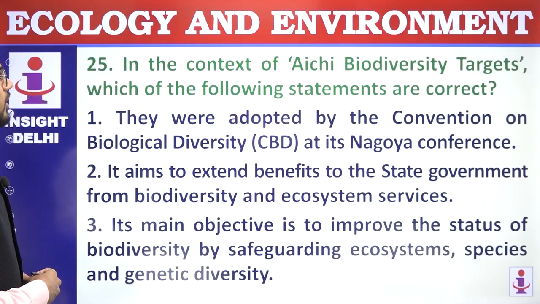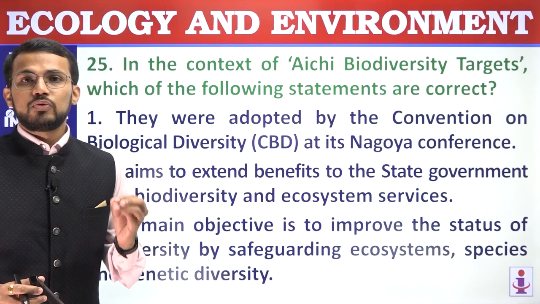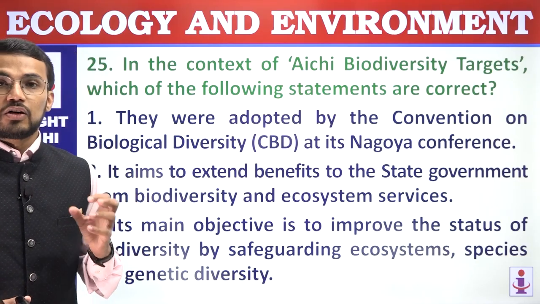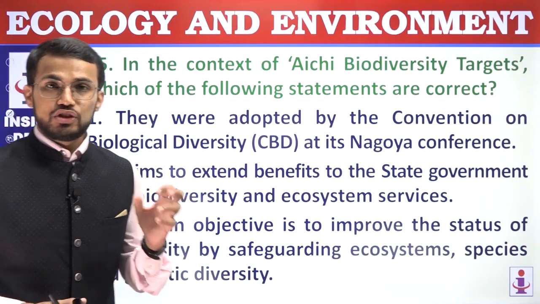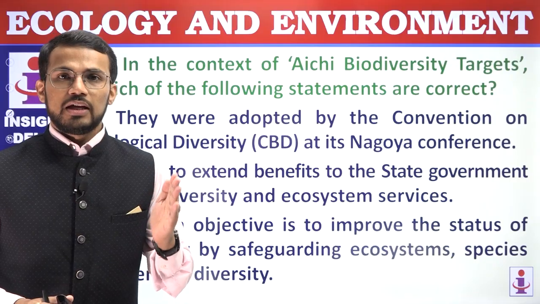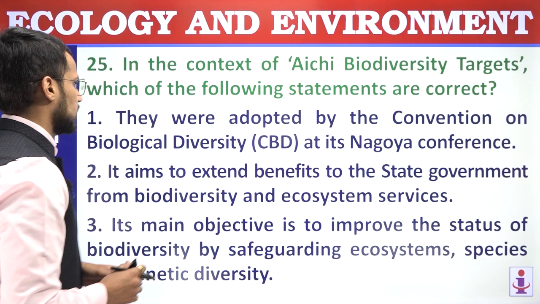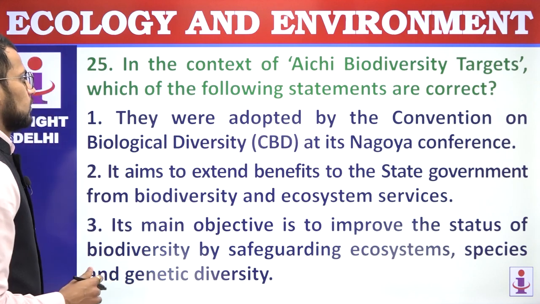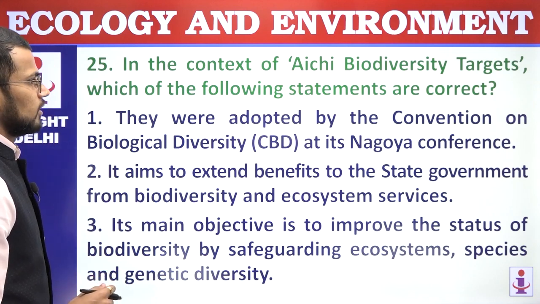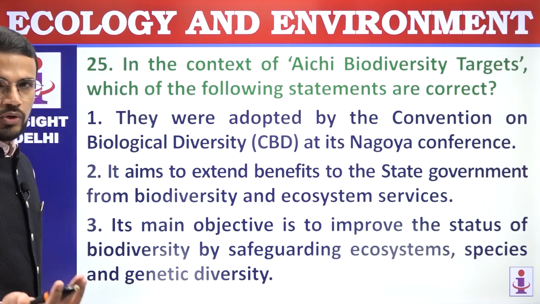25th, in the context of Aichi biodiversity targets, which of the following statements are correct? Now Aichi targets were adopted in 2010 at Nagoya, right? And these Aichi targets aim to ensure that biodiversity is conserved for a decade between 2010 to 2020. Let us consider the statements. First, they were adopted by the Convention on Biological Diversity (CBD) at its Nagoya conference.